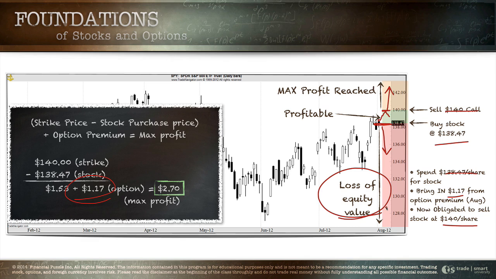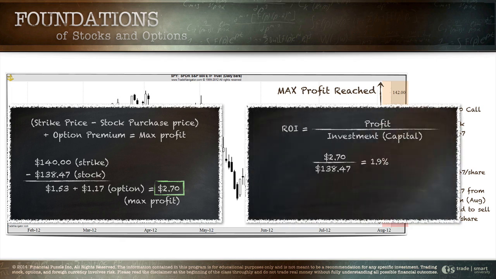Now let's look at what's just happened here. By the way, how far was this to expiration? How long, do you remember? 16 days. 16 days is not very long. If you invest $138.47 per share and you bring in a maximum profit of $2.70, that's 1.9% profit in 16 days. If you did that trade on margin, which means you put up half the money and your broker put up half the money, that would have been 3.8% profit in 16 days.